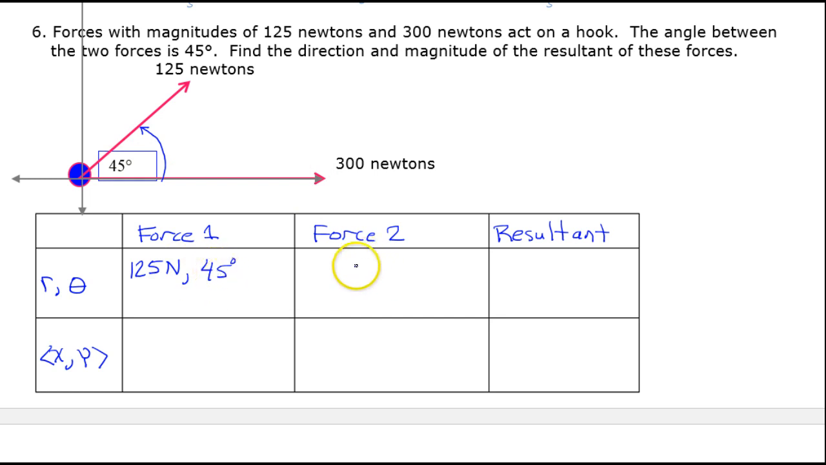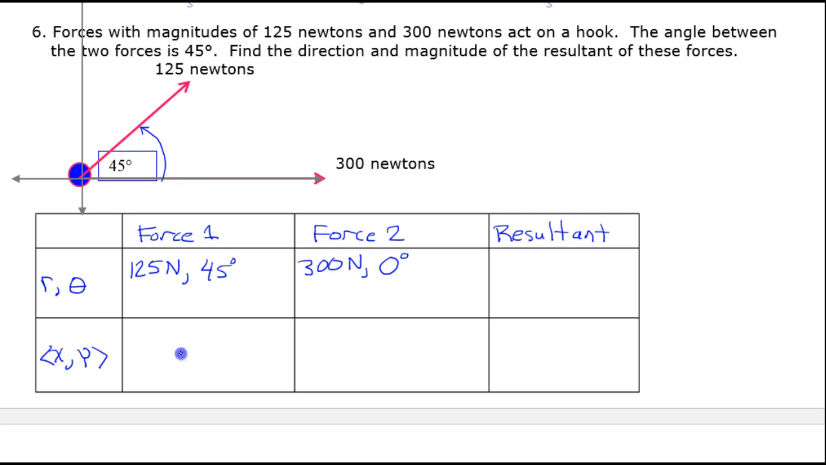Now for the second force, the magnitude is 300 newtons. So we can write that down. The direction is just due east. So in terms of an angle measured from the positive x-axis, it is the positive x-axis, also known as 0 degrees. Now let's do the second row.